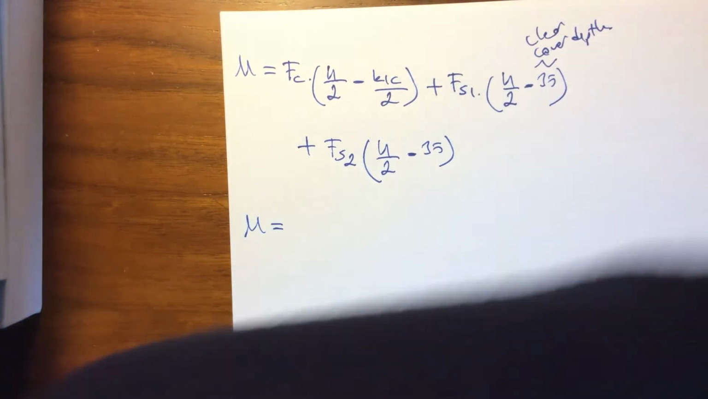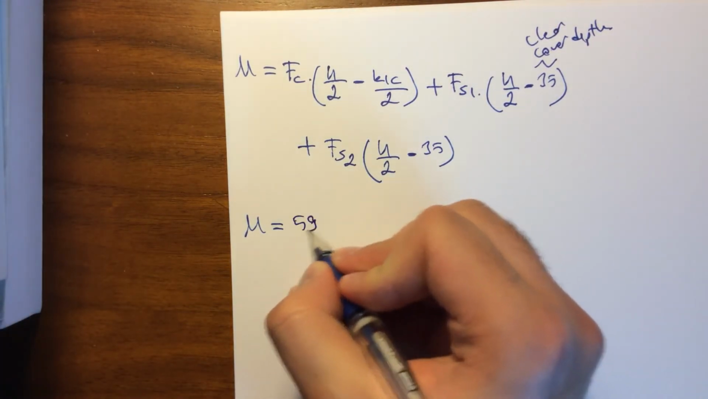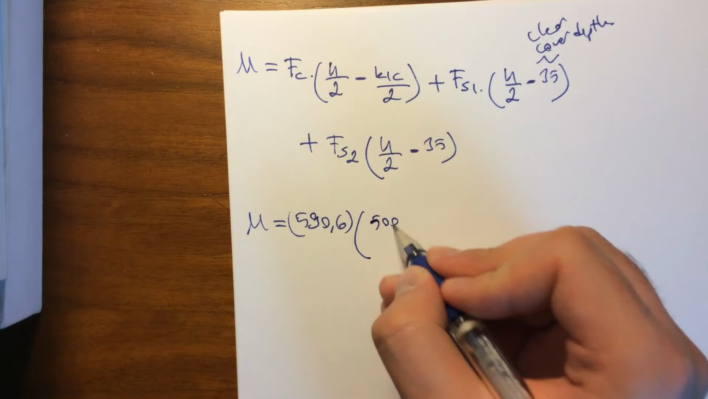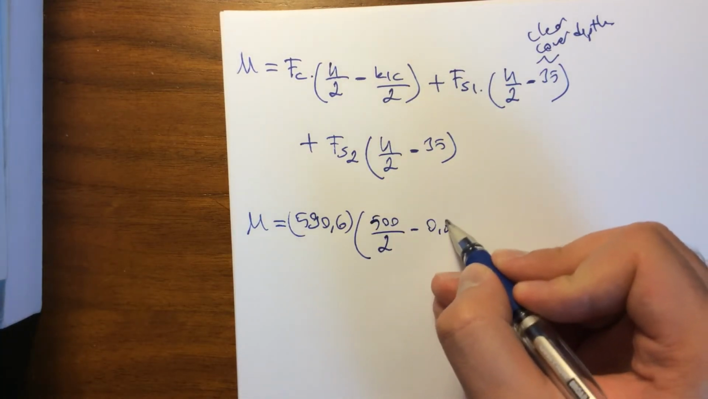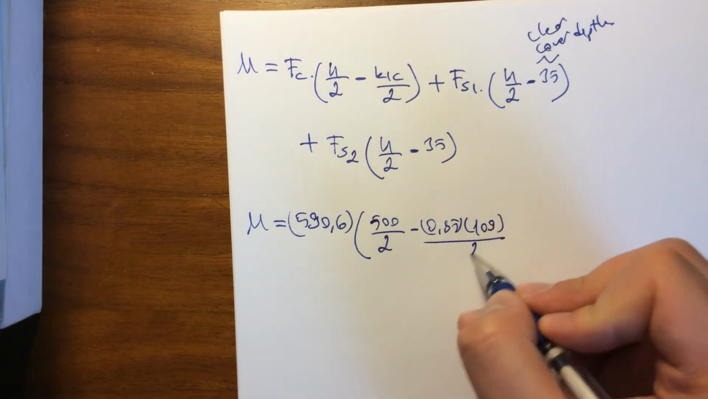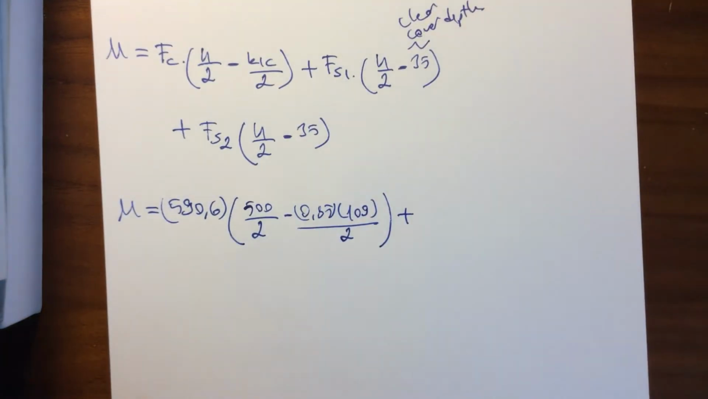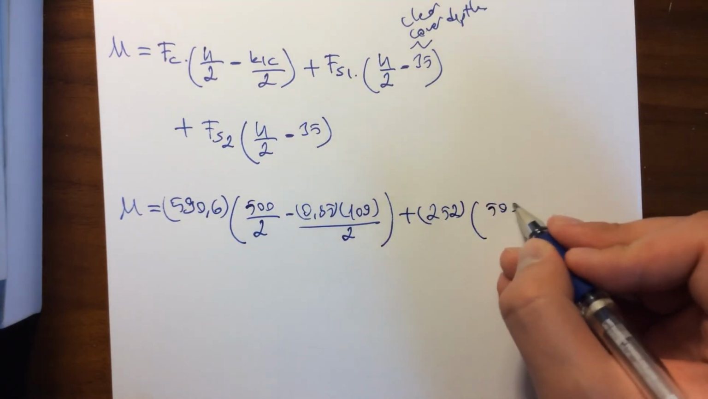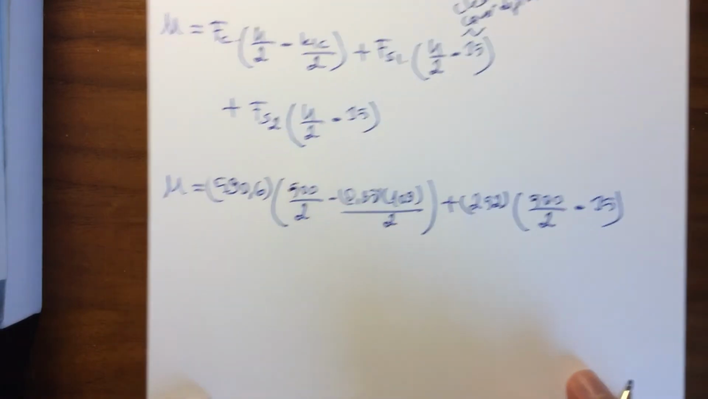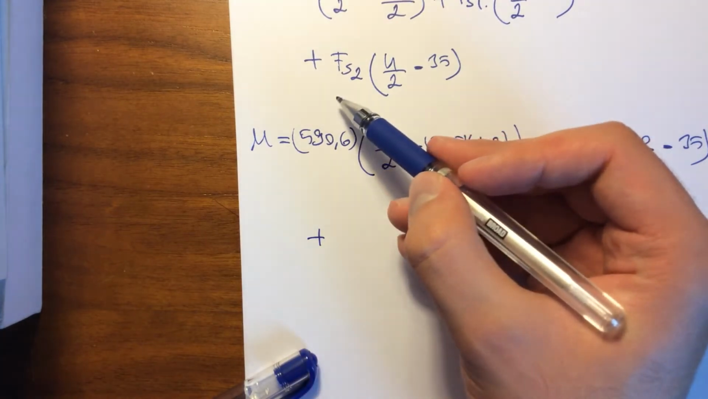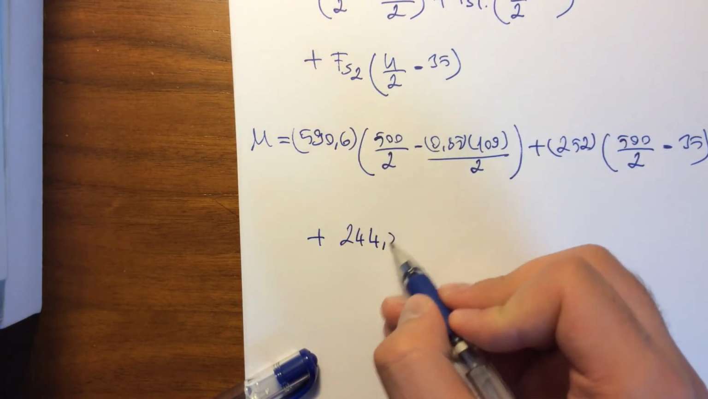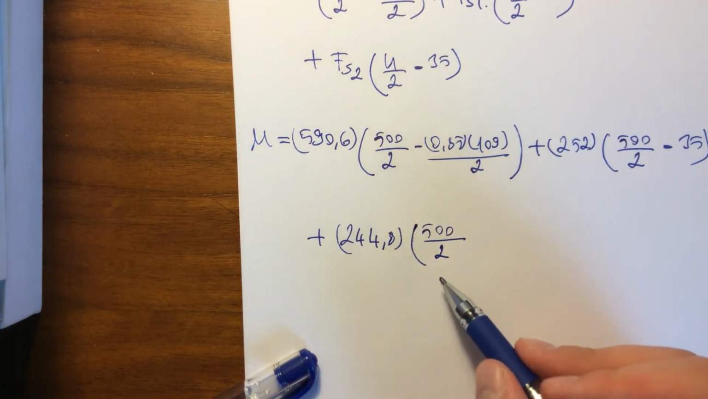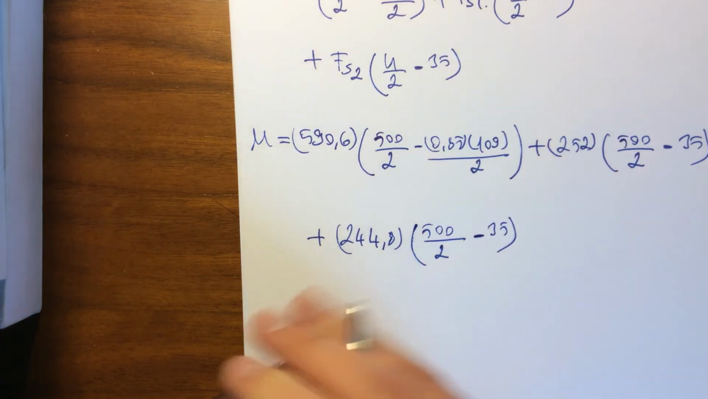Our Fc from the previous pages, 590.6 kilonewtons, times H, which was 500, divided by 2, minus 0.85 k1c divided by 2, plus our Fs1, which was 252 kilonewtons, and the moment arm would be 500 divided by 2 minus 35, plus Fs2, from the previous parts, 244.8, times the moment arm, which will be the same as for Fs1, 500 divided by 2 minus 35.